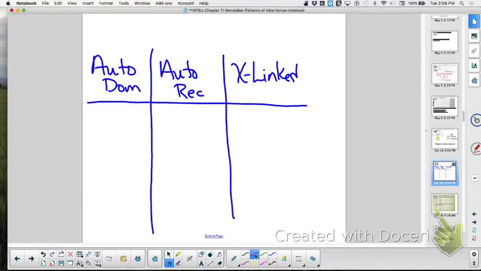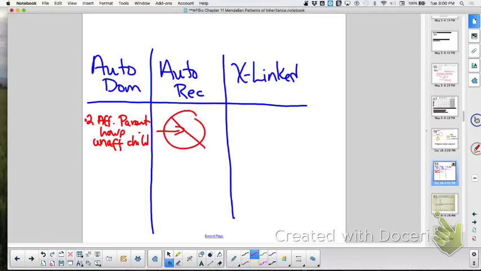What are some things you would look for in each of those that make you say, I think this is this? For autosomal dominant, two affected parents having an unaffected child. Okay, you could have two affected parents have an unaffected child. Good, that is a possibility. Could that happen with autosomal recessive? No. It couldn't happen with autosomal recessive.